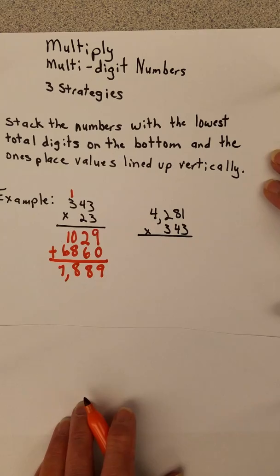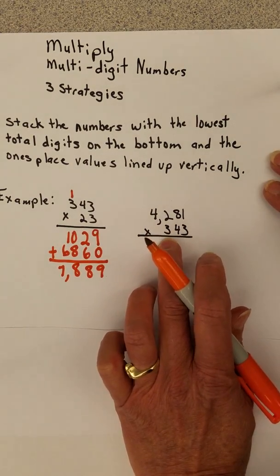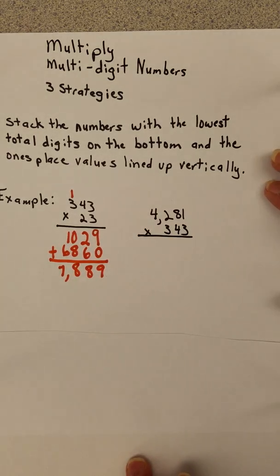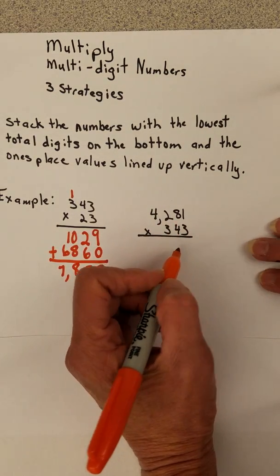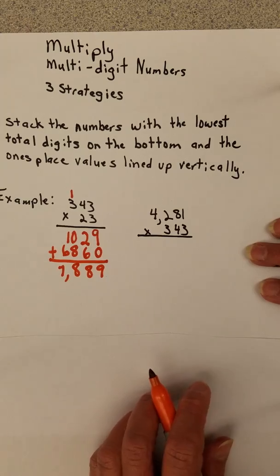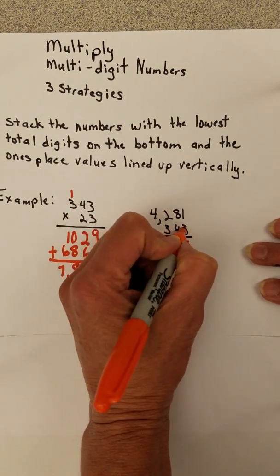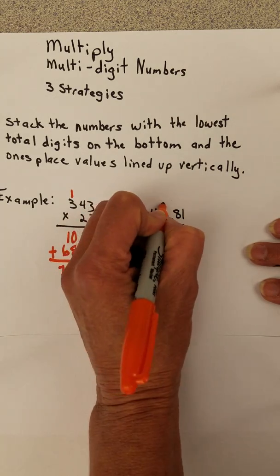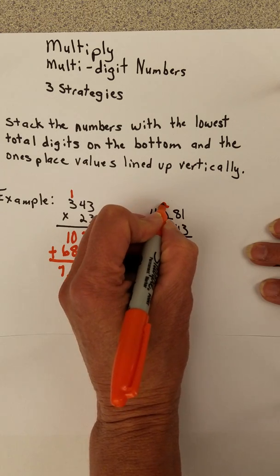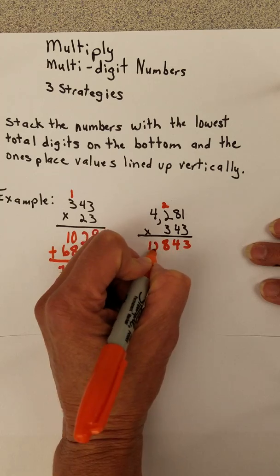Okay, now this one, I just want to go ahead and practice this one before I show you the third strategy, just as a little extra practice, because this one is a 4-digit with a 3-digit. And there's a common mistake that kids make, so that's why I want to cover one extra one. 3 times 1 is 3. 3 times 8 is 24. Carry my 2. 3 times 2 is 6, plus the 2 carryover makes 8. And 3 times 4 is 12.